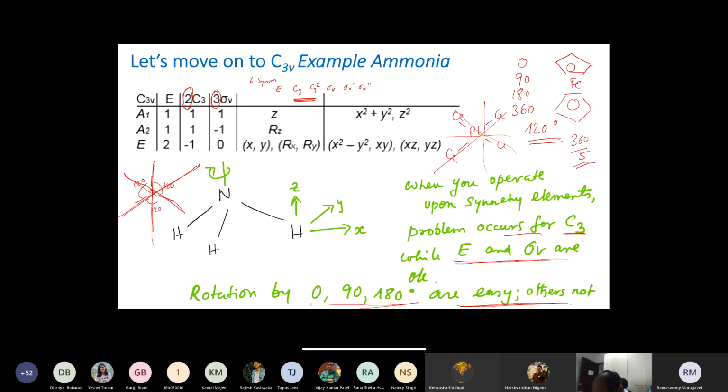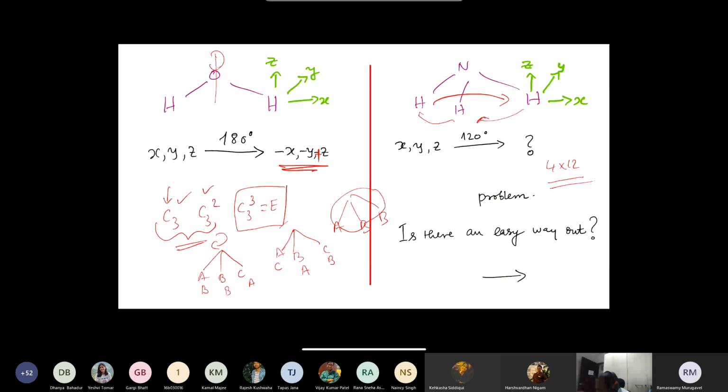That's why in the water case, the two sigma v's were not of the same class because they were mutually orthogonal. Here it is not, so they belong to the same class. So that's why in the great orthogonality theorem, when you multiply, you have to worry about the coefficients of 1, 2, and 3 for C3v, which you will see in a few minutes.